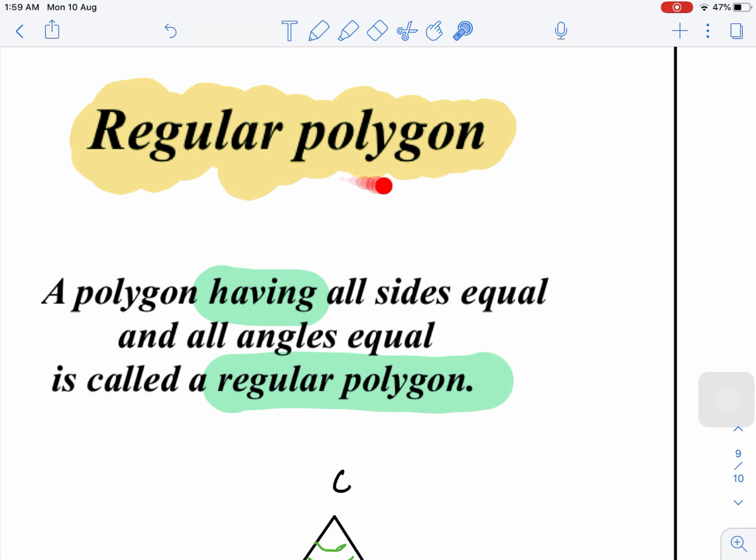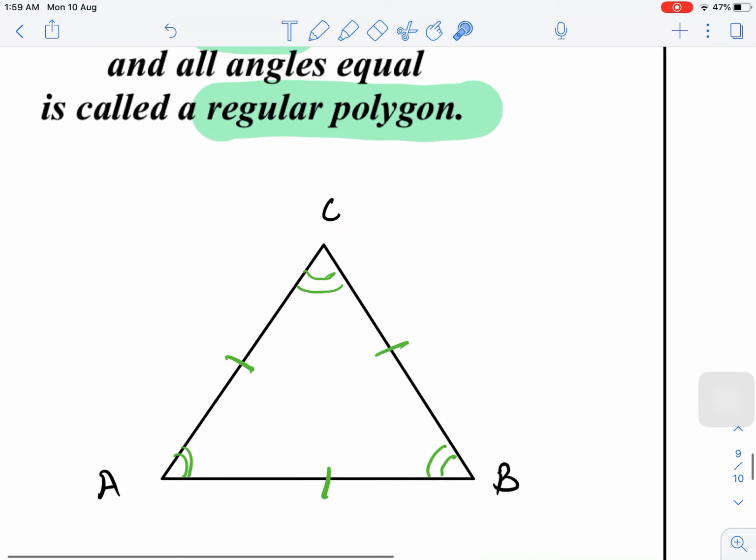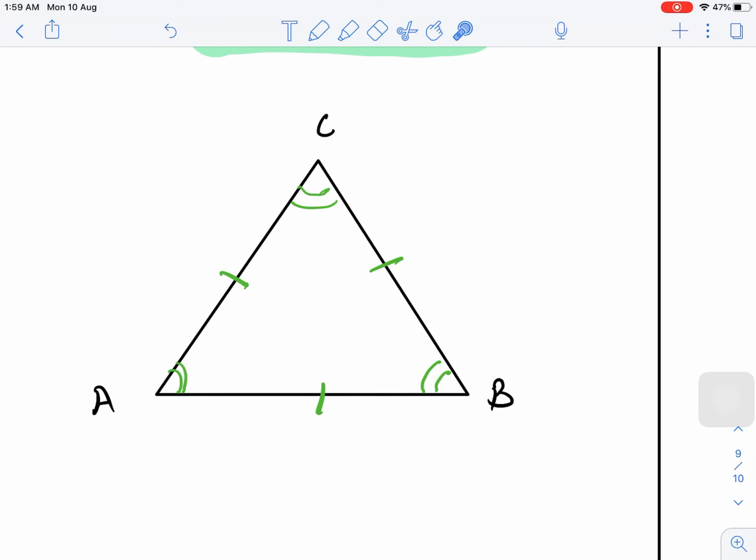Now, a polygon is said to be regular if it has all sides equal and all angles equal. For example, if you look at this triangle, these indications show that the lengths of all these sides are equal, and this marking shows that the measures of all angles are equal.